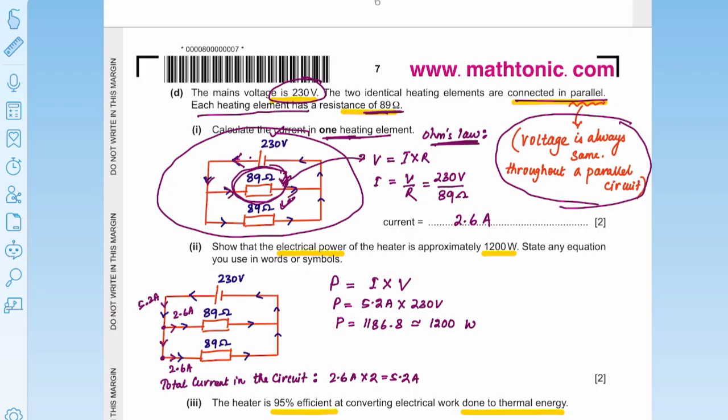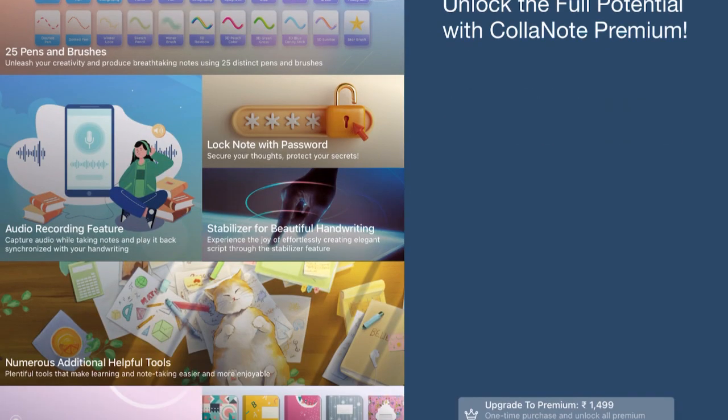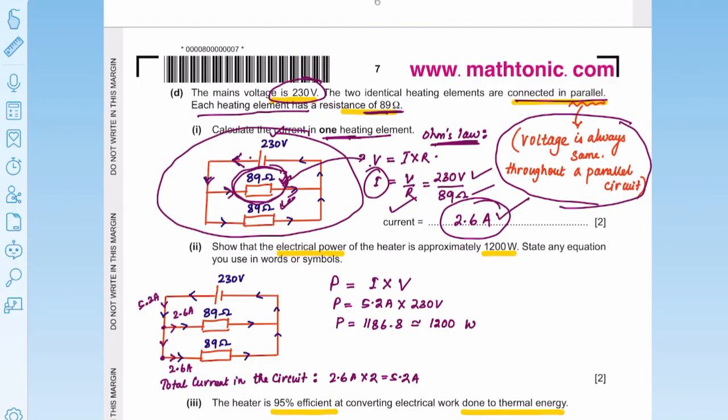So Ohm's law says that V equals I times R. So we need to find the value of I, rearrange it. I equals V over R. So the voltage is given as 230 and the resistance of the heating element is given as 89 ohm. If you divide this, you get 2.6 ampere. Be careful, please write down the unit of this current, which is ampere. Got it? So this element will have 2.6 ampere, right? And for this also I'll be getting 2.6 ampere, correct?